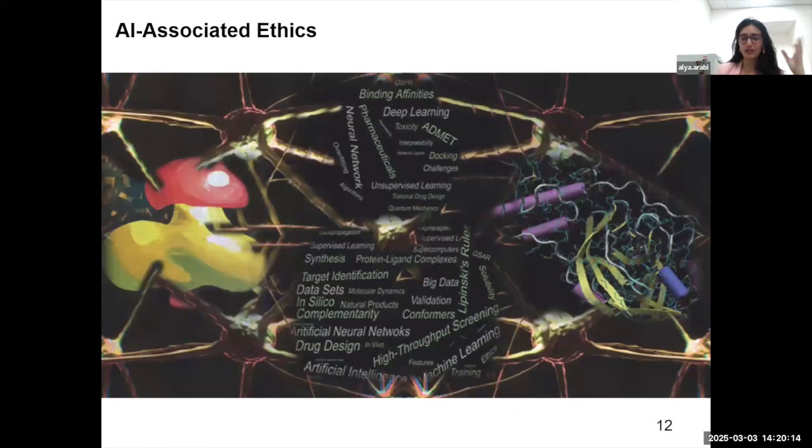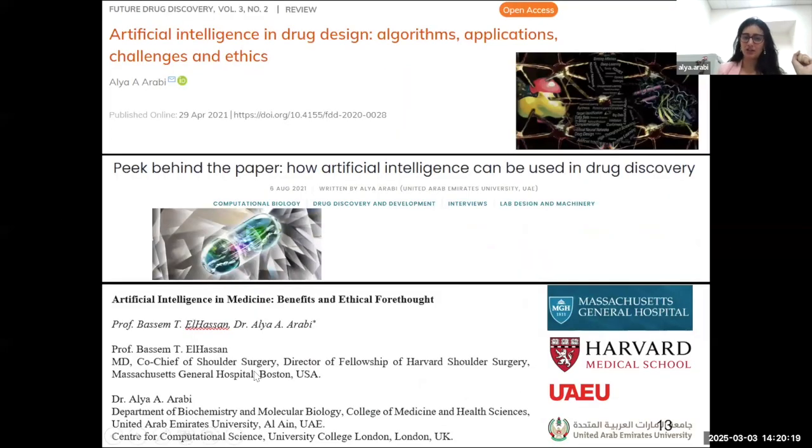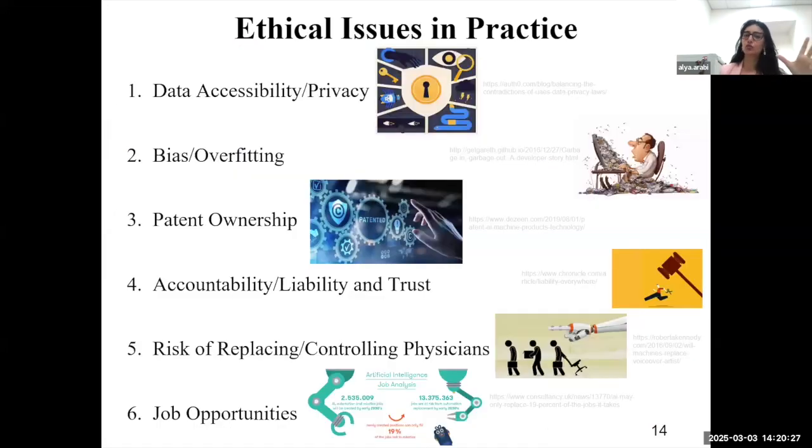Then we will move into a little bit of ethics of using AI. We have 3 publications on this. You are welcome to read more details, but they cover overall a few of the aspects related to ethics in general, and in particular related to who has access to the data, how do you deal with the privacy of the patient who's delivering the data, bias, overfitting in the machine learning tools that you are using, patent ownership.